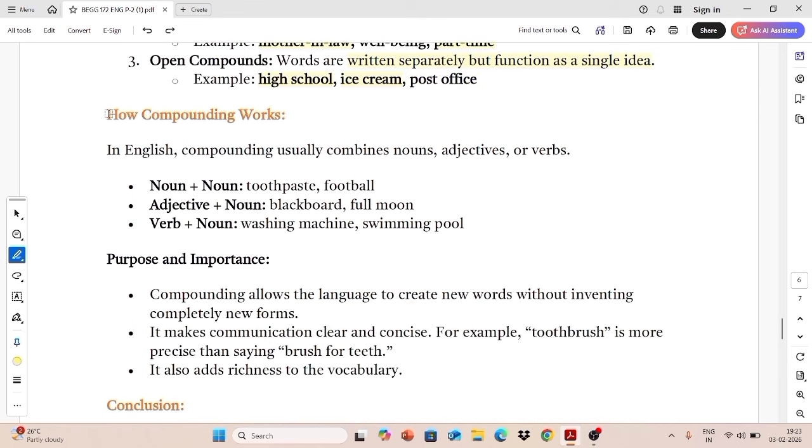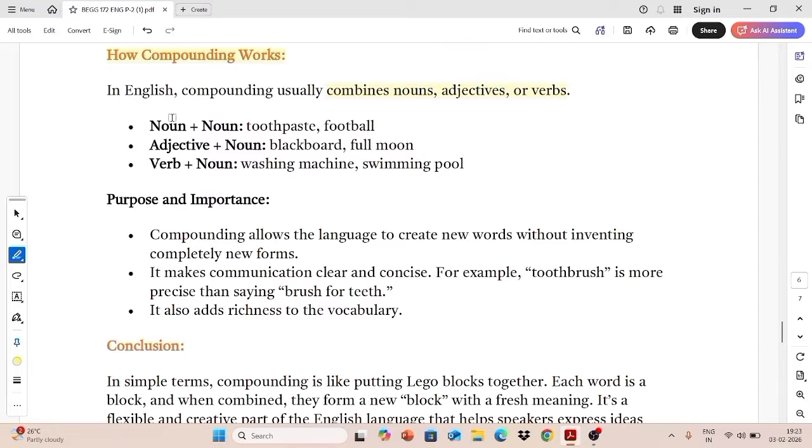Now let's understand how compounding works. In English, compounding usually combines nouns, adjectives, or verbs. Noun plus noun. Tooth is a noun, paste is a noun. When we compound them, it becomes toothpaste. Foot is a noun, ball is a noun. When we combine them, it becomes football. This is an example for compounding words, for noun plus noun, these two are the examples.